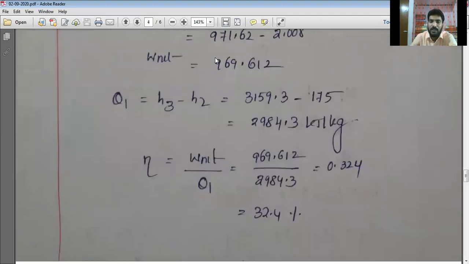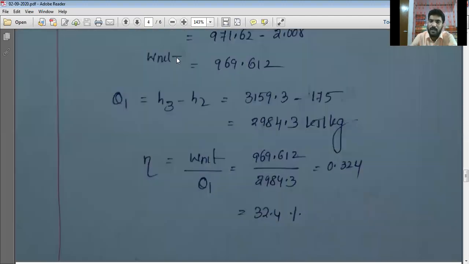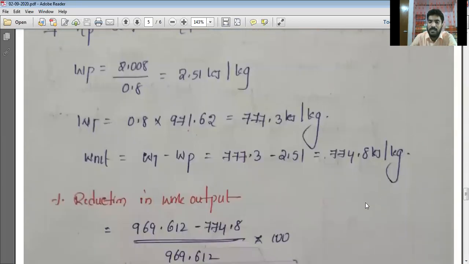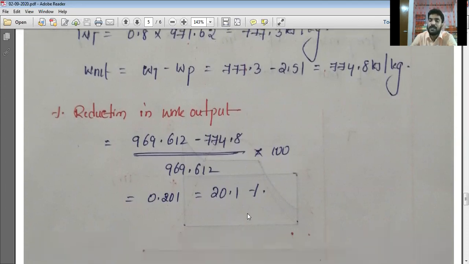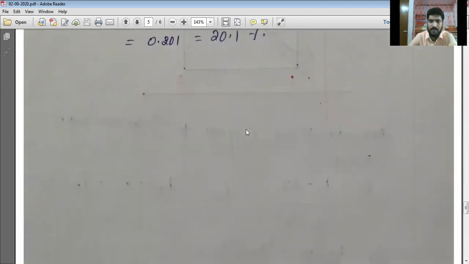Initially at ideal condition, you got the value 969.612. Here you got the value 774.8. Then the percentage of reduction in work output compared with actual condition is the initial condition value minus the final condition value, divided by the initial condition value, into 100. Around 20% is the reduction. The difference is 12% compared to ideal condition. This is the main task in this particular session.